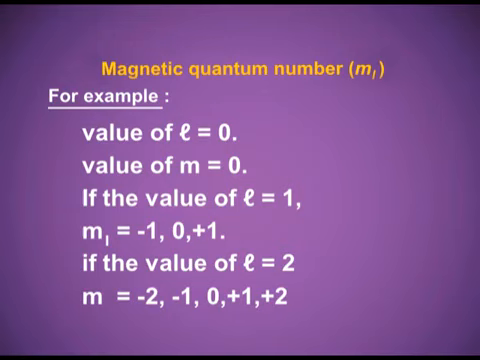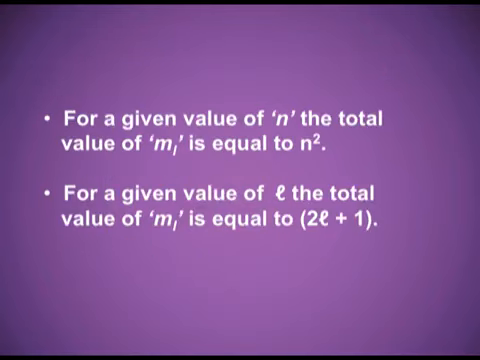If the value of small l, that is azimuthal quantum number, is 1, then magnetic quantum number will be minus 1, 0, plus 1. If the value of l is 2, the value of m will be minus 2, minus 1, 0, plus 1, plus 2. For a given value of n, the total number of m values is equal to n square. For a given value of l, the total number of m values is equal to 2l plus 1.